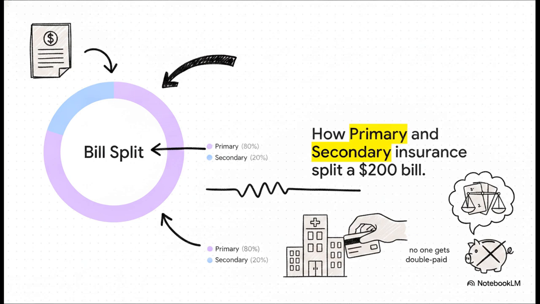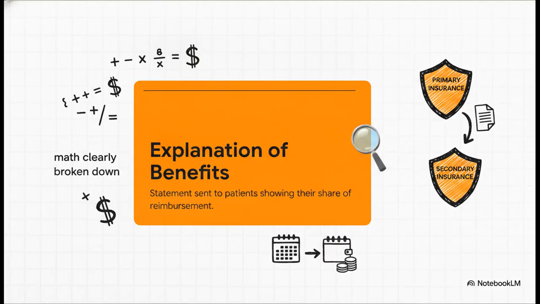And believe it or not, some people even have tertiary or third-level insurance just to mop up whatever tiny fraction might be left over. You're going to see all this math clearly broken down on a document called your Explanation of Benefits, or EOB. Now, an EOB is not a bill. I repeat, it is not a bill. It's literally just the insurance company showing their math, proving exactly how they calculated their share. And this is crucial because secondary insurances physically need to see a copy of that EOB from the primary insurance before they will pay a single dime.